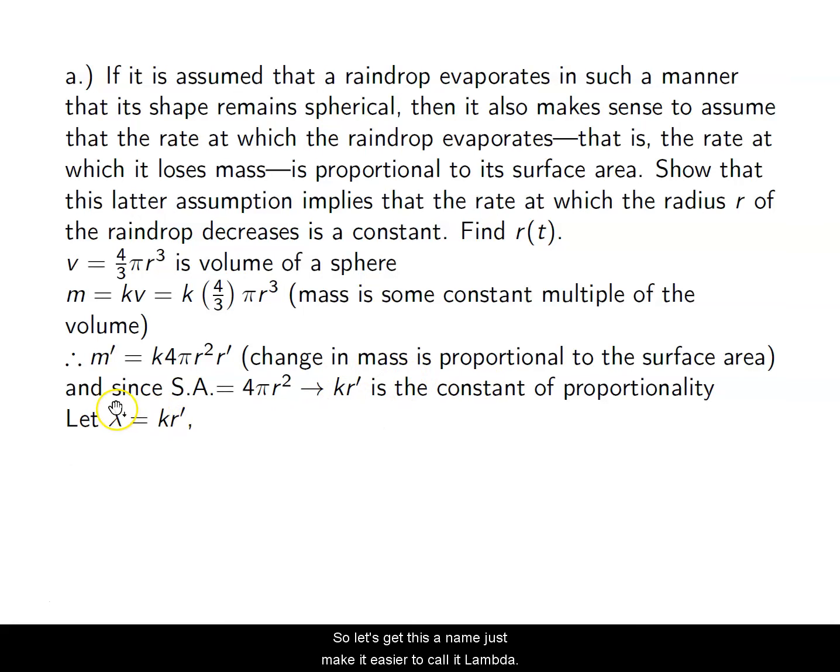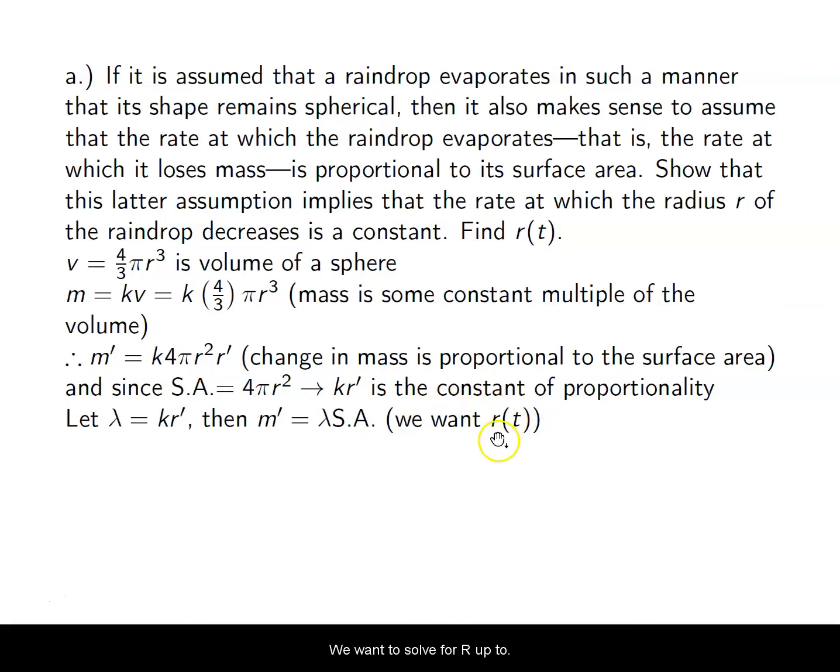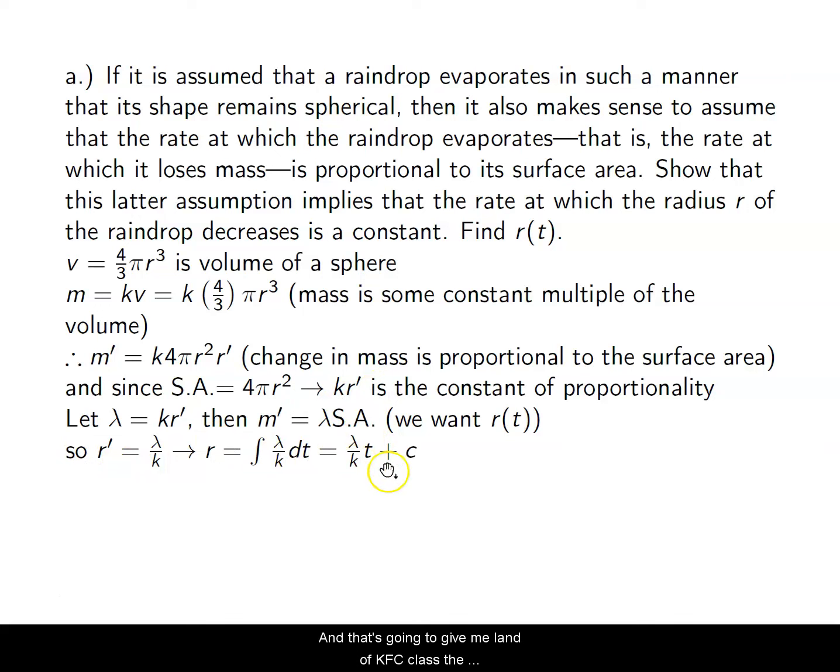So let's give this a name, just to make it easier. We'll call it lambda. So m prime is lambda, this constant, times the surface area. Surface area is 4 pi r squared. We want to solve for r of t. Here it's in r squared, so we're basically just going to isolate that. So we'll make this substitution. We know that r prime from this relationship is lambda over k, so we will take this equation that we have, integrate it so that we can find r, and that's going to give me lambda over k times t plus the constant of integration.